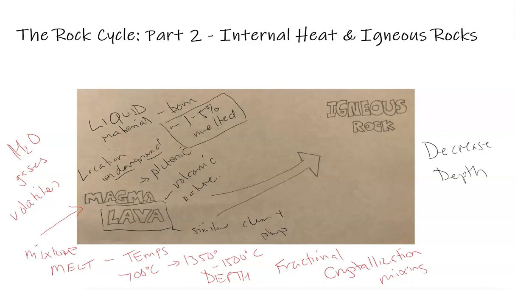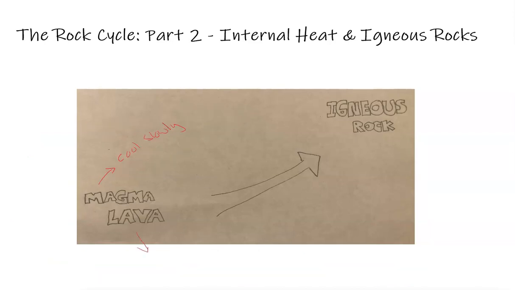Now this magma could or will stay underground, but it's going to cool slowly. So the magma is going to cool slowly. And in comparison, the lava, as it is erupted out of a volcano of some sort or different types, is going to cool quickly.